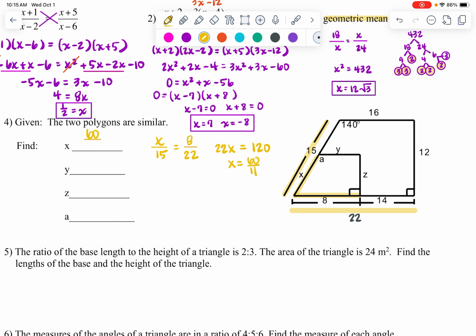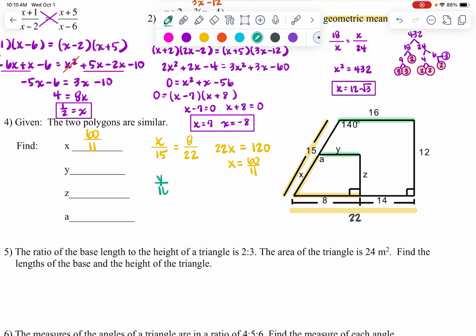And that is our answer for x. Again, it's not pretty, but it is correct. All right, then I'm going to go find y. Okay, well, let's see. Y corresponds to 16. All right, so I'm going to write that down.